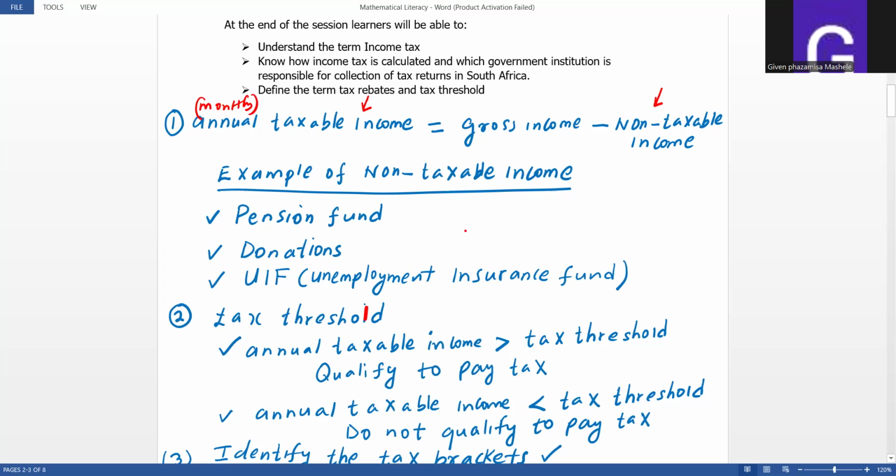Then the non-taxable income, examples, as I said, are things like pension fund, donations, and the UIF. UIF is usually a contribution of 1%. And pension fund is usually around 7.5%, but it depends. They usually change, but it's usually around 7.5% in South Africa. Even the donation needs to be subtracted before we calculate the tax.